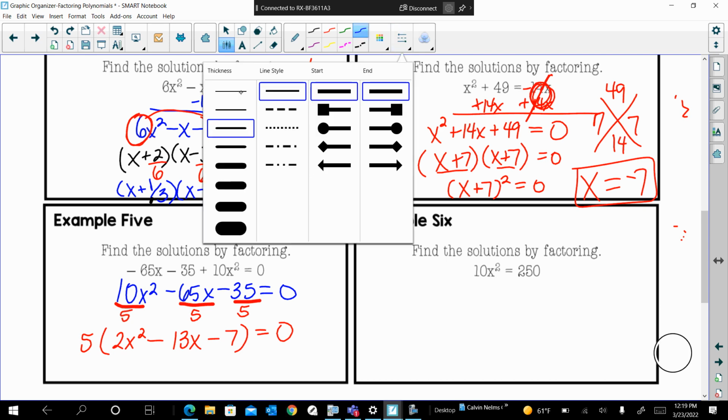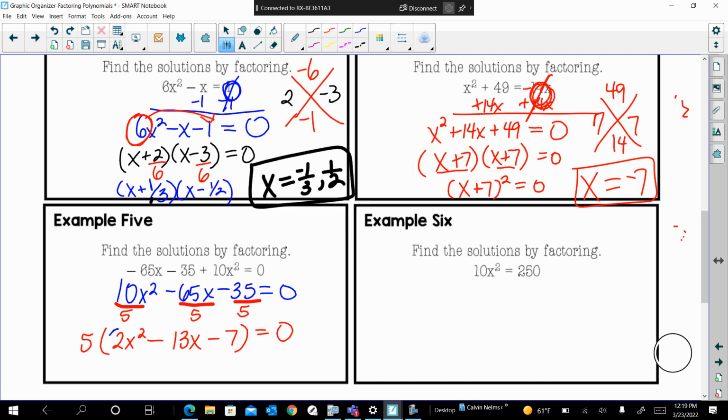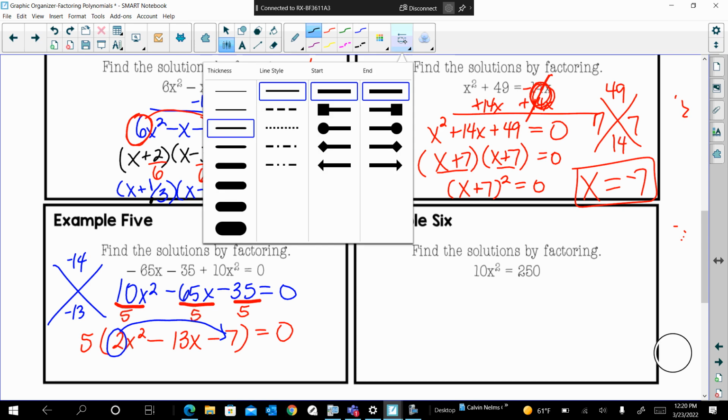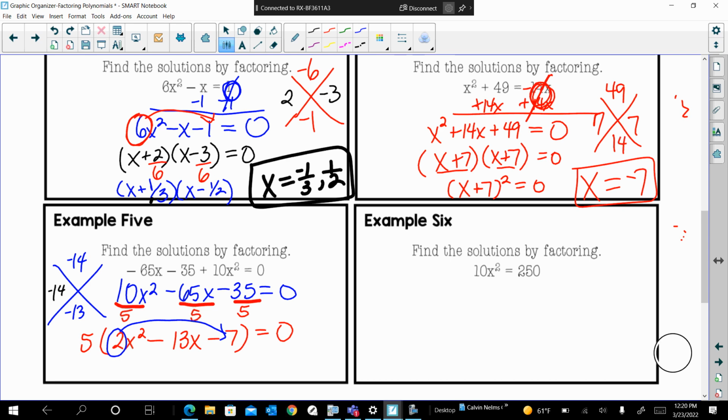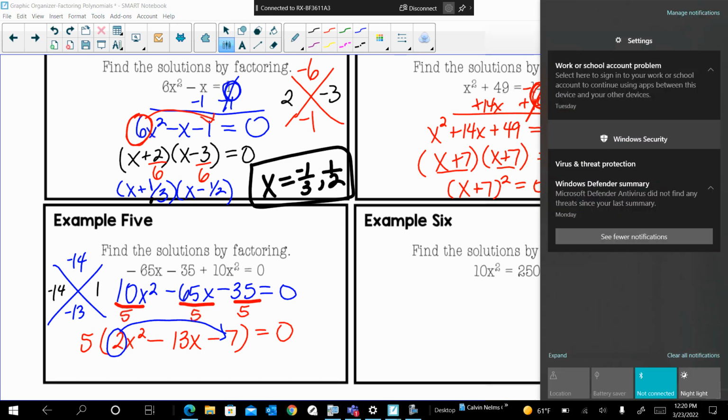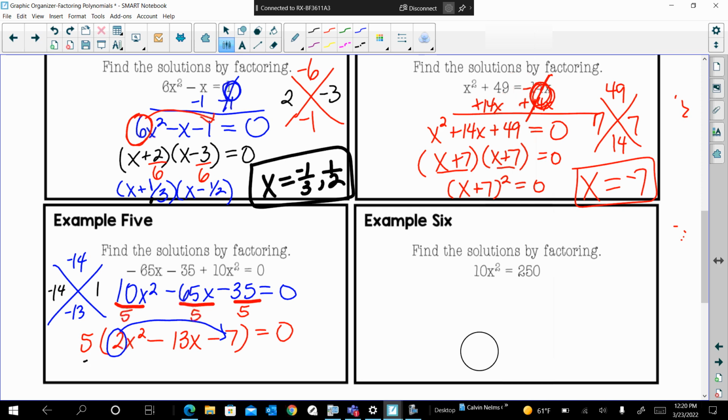Now I have a trinomial with a coefficient of 2, so I'm going to slip and slide it back to that negative 7 and multiply. So my factoring, I'll put it on this side over here, would end up being a negative 14 on top and a negative 13 on the bottom. So I'm looking for factors of negative 14 with the sum of negative 13. That would be negative 14 and 1. All right, so 5 is in front of the parentheses.